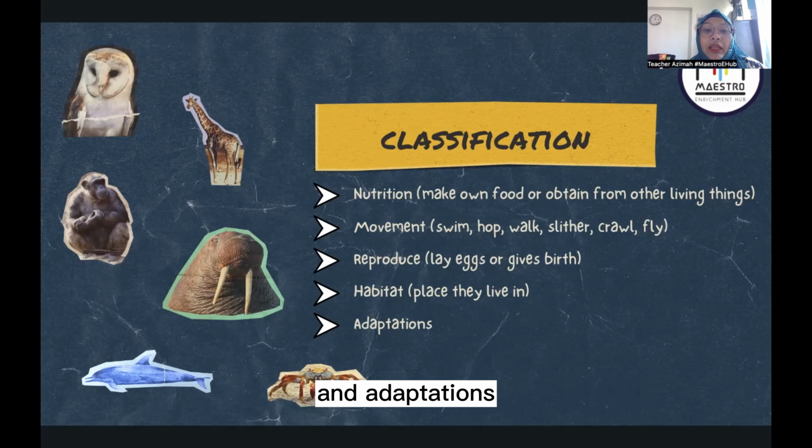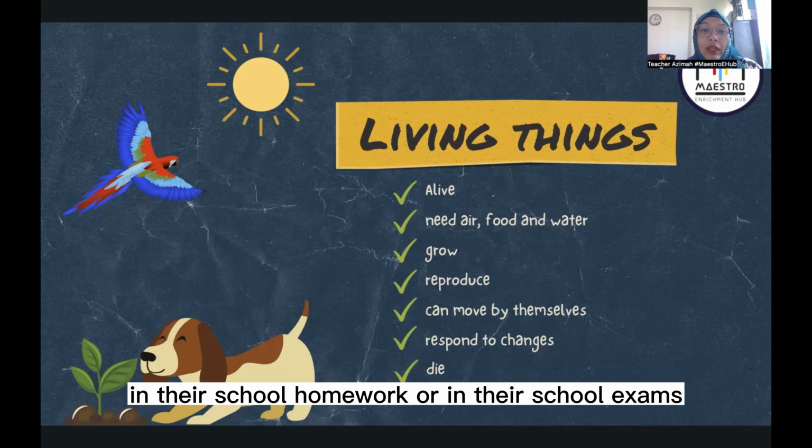So living things, this is the part that they must know. Every time you ask for the characteristics, they know that they need to be alive, need air, food, and water, grow, reproduce, move by themselves, respond to changes, and die. So once they understand all these characteristics of living things, it's easier for them to answer when they ask for application in their school homework or in their school exams.